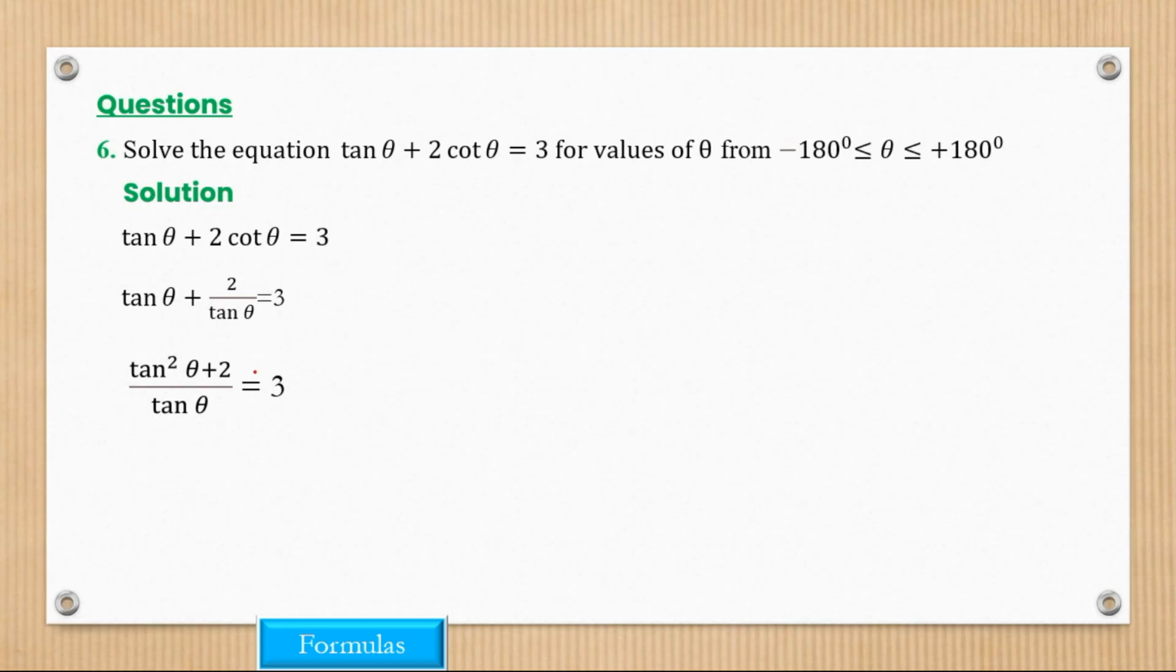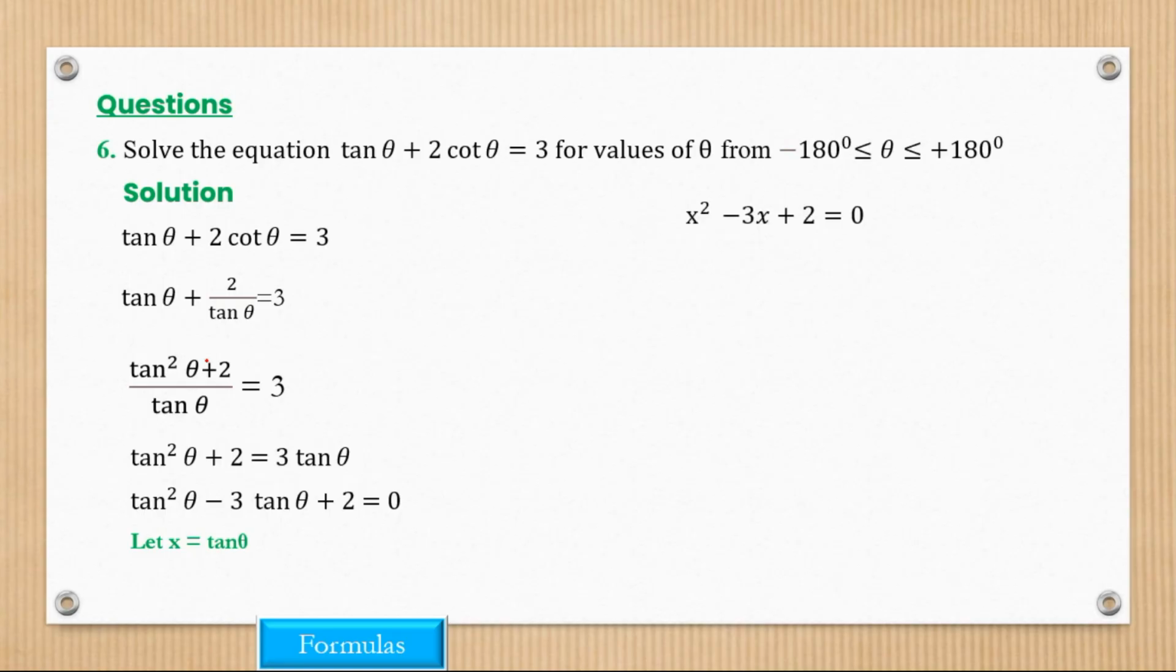So we're going to cross multiply here. When you cross multiply, we have tan squared theta plus 2 is equal to 3 tan theta. Then we're going to bring the value on the right hand side to the left hand side and leave a 0 on the right hand side. Then we have this. So when we have it in this form, we can express this as a quadratic equation. So we can let x be equal to tan theta. Then we have the quadratic equation in this form. So as usual, use any method you like.